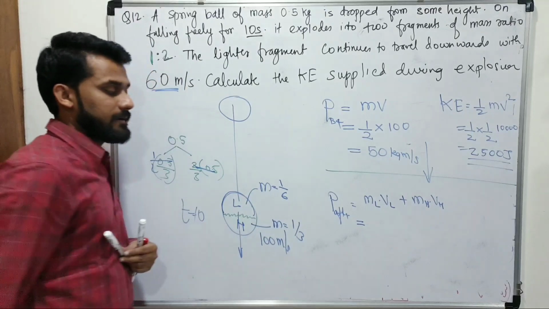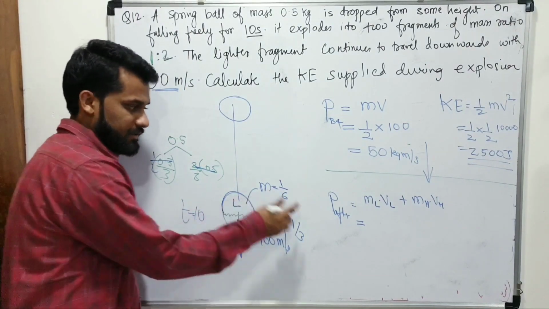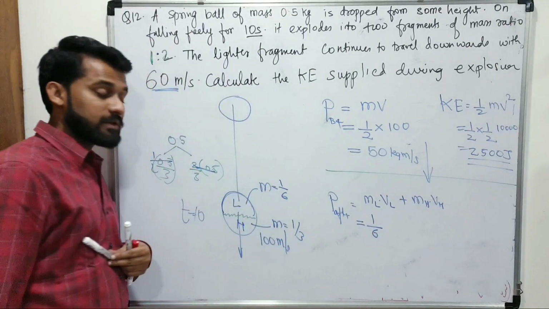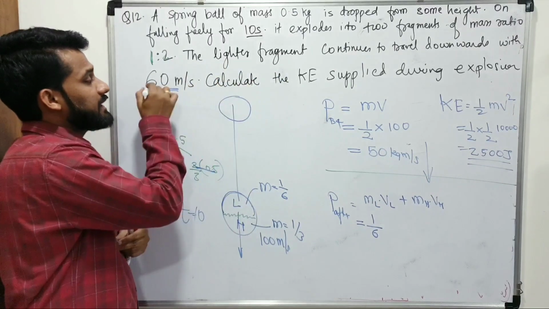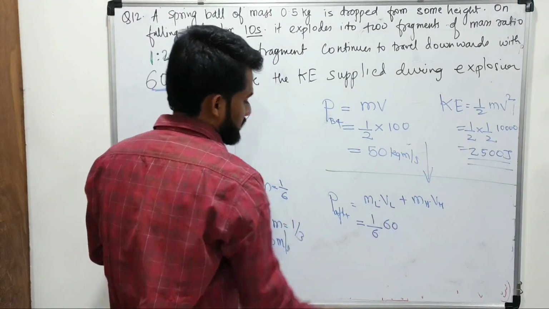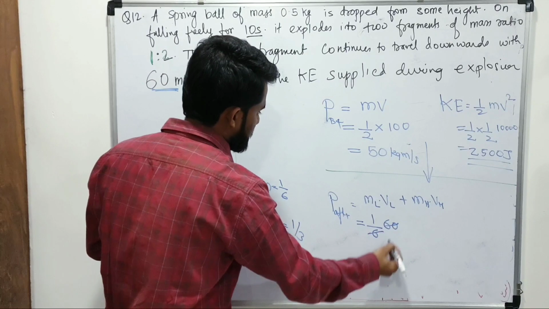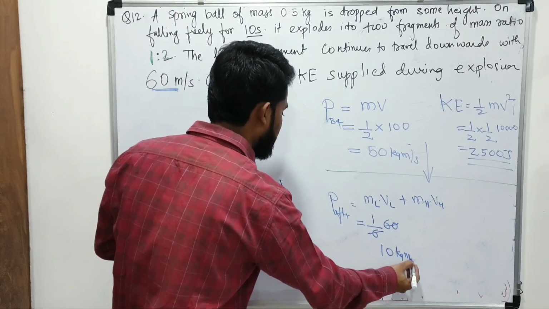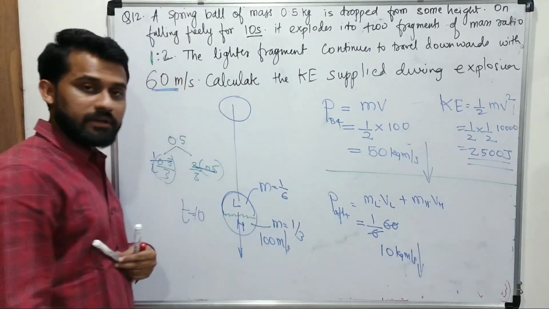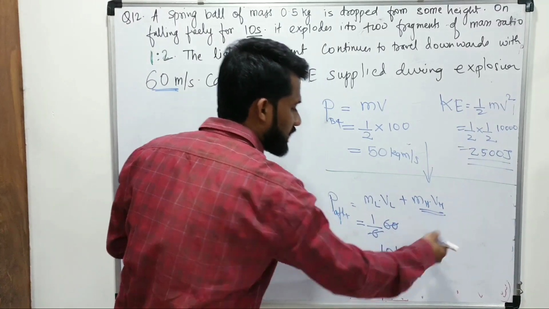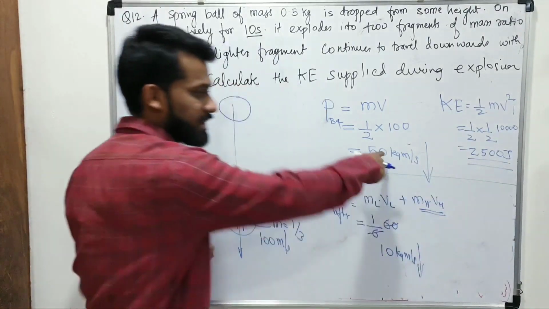So what is the mass of the lighter particle? It is 1 by 6. What was the velocity? The velocity is given. The lighter particle moves with 60 in downward direction. So momentum is 10 kg meter per second, in the downward direction. So how much should this be? It should be 40. This is 10, so this should be 40 to make it 50.